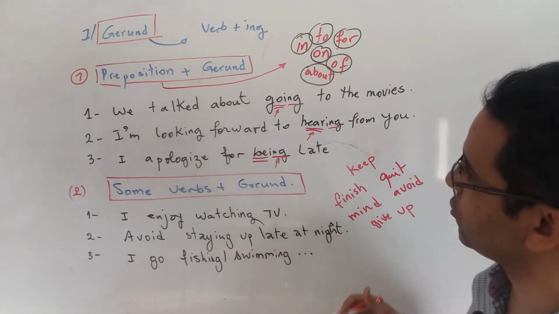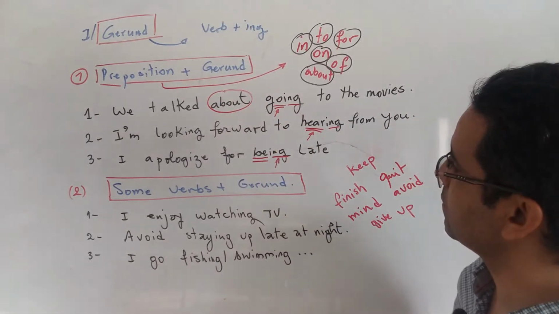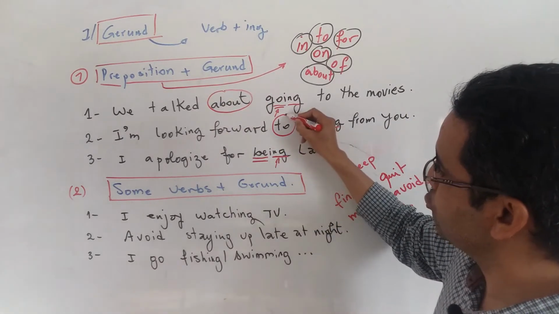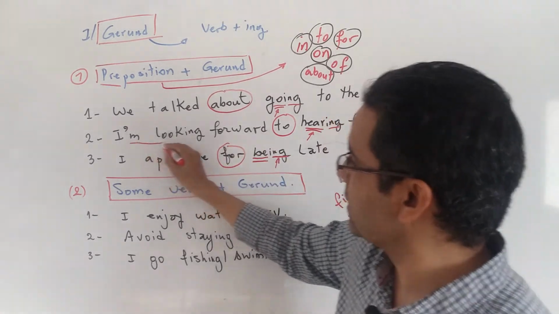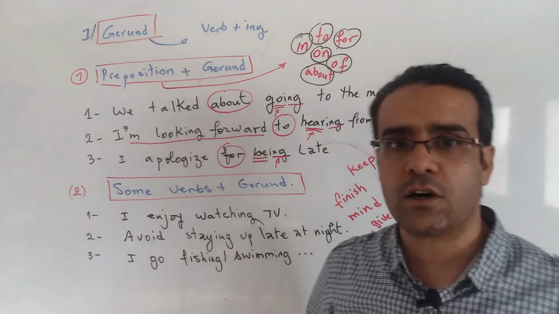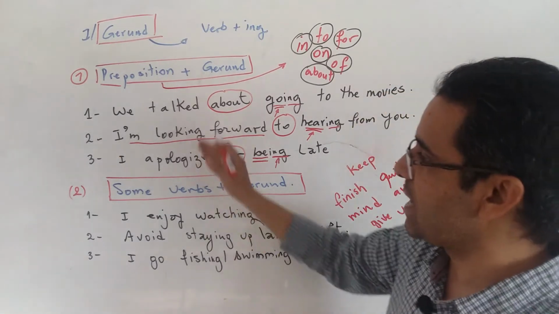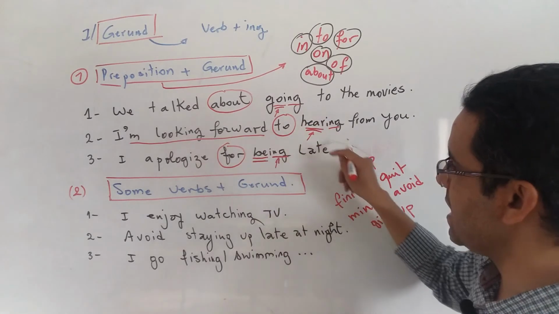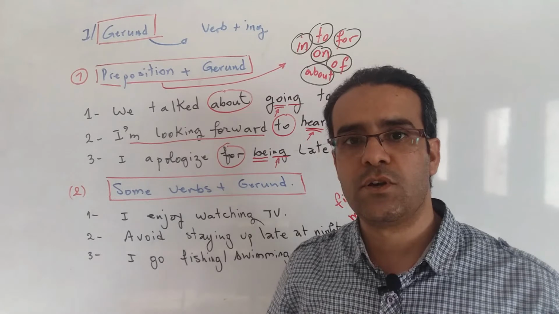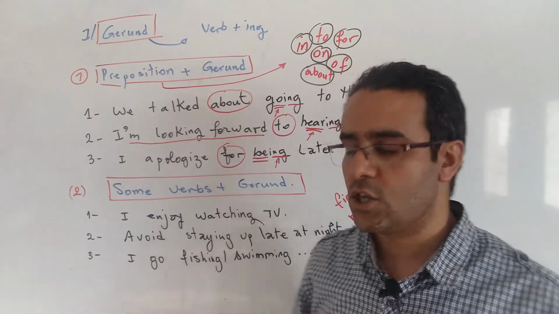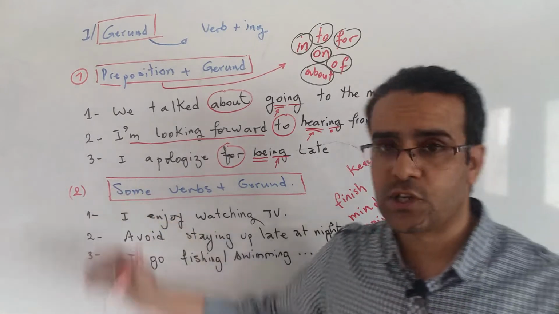Now where are the prepositions? For the first one we've got about. The second one we have to. And here we have for. Please, I'd like to draw your attention to this because a lot of students are making mistakes at this level. So we say, I'm looking forward to hearing. I'm looking forward to seeing you. I'm looking forward to meeting you. So it should be with ing. Okay?